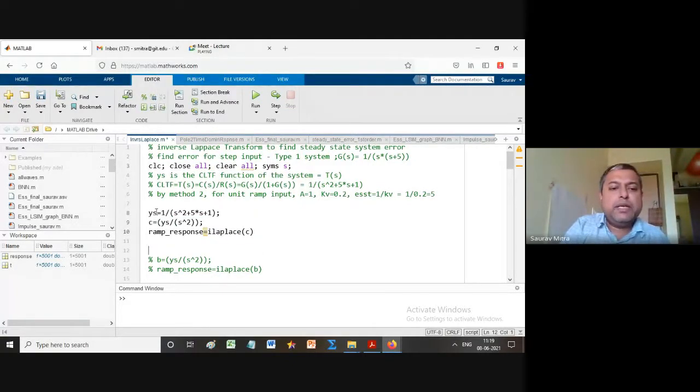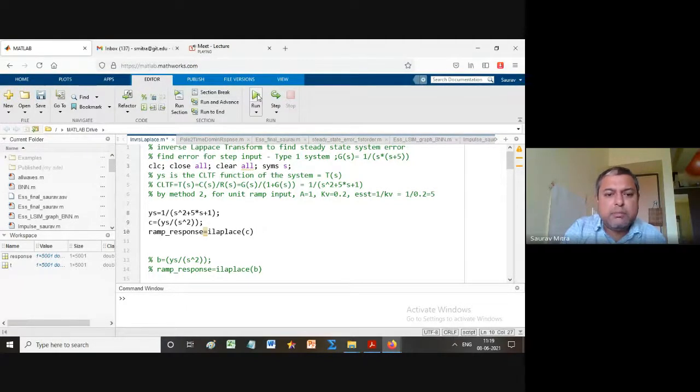So now this Y(s) is G by 1 plus GH. That is done. H is equal to 1 and Y(s) by s square. Because I told you whatever the transfer function is, you have to multiply R(s) with that. So R(s) is nothing but 1 by s square, and then the ramp response. So first take the inverse of this.